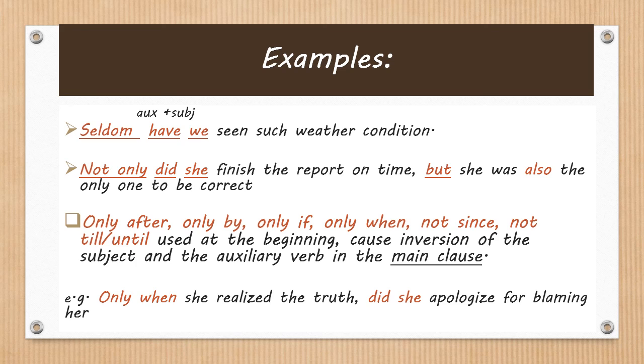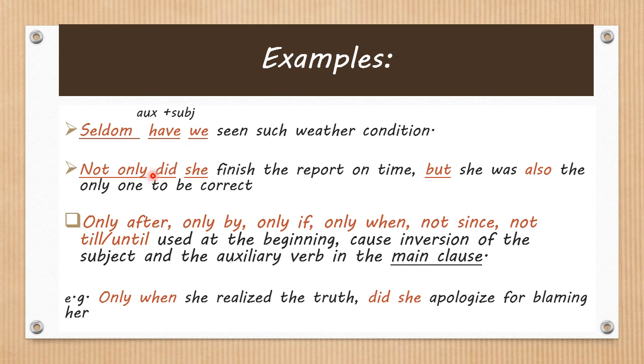Let's have some examples. Seldom have we seen such weather condition. Seldom is an expression placed at the beginning of a sentence. Then we have "have", which is an auxiliary verb, and "we", which is a subject. In this case, we have the inversion.